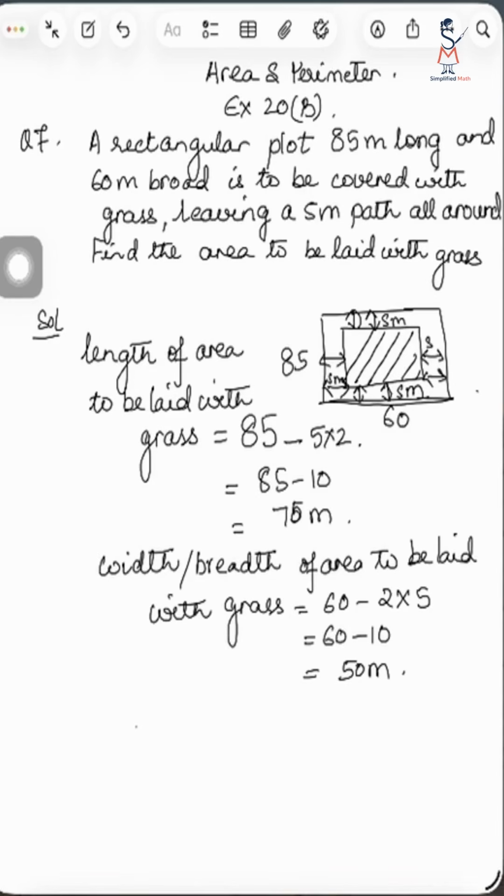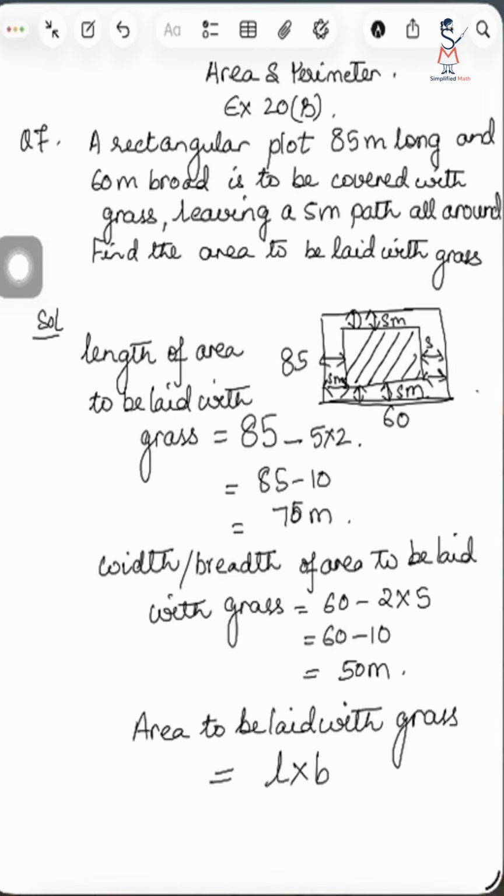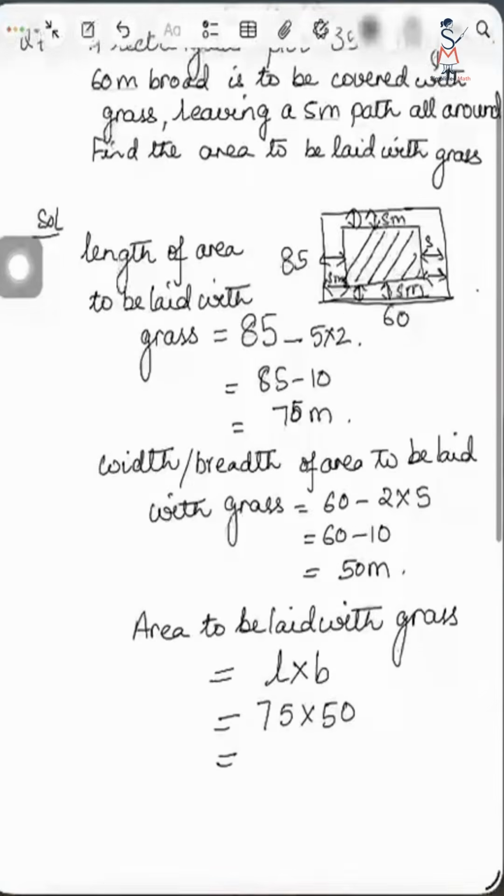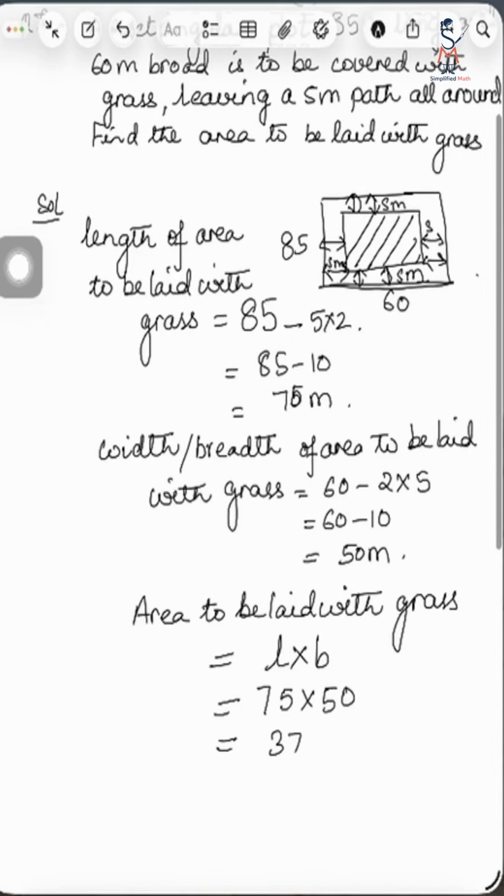So what will be the area to be laid with grass? Area is, again, it is a shape of a rectangle only. So length into breadth. So new length is 75 and new breadth is 50. So what it will be? 75 into 50 is 3750. As the units are in meter, so it will become meter square, because area is meter multiplied by meter becomes meter square.